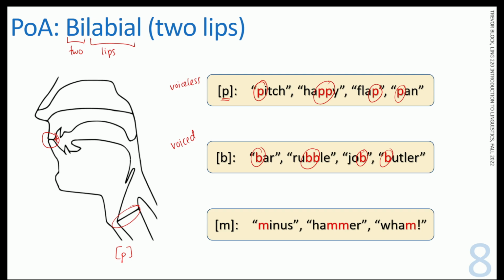The bilabial nasal sound is M. So this is going to be a voiced sound, and this is also nasal. So with M, you're going to get airflow actually going through the nasal cavity. So you would see this bit actually open up here, and there'd be a blank space behind the velum for air to flow through. So it sounds like minus and hammer and wham. So those are made with your two lips.